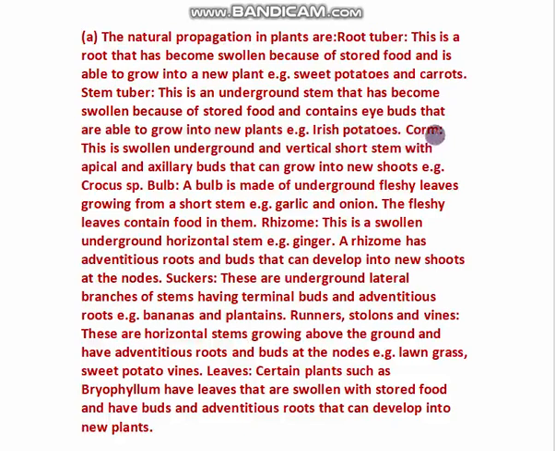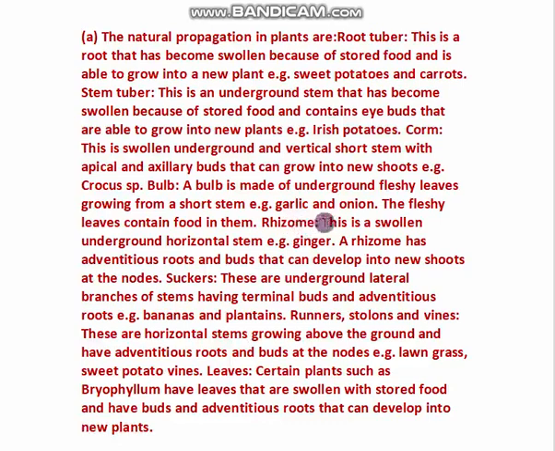Then corm. A corm is a swollen underground and vertical short stem with apical and axillary buds that can grow into new shoots, e.g. crocus. Bulb. A bulb is made of underground fleshy leaves growing from a short stem, e.g. garlic and onion. The fleshy leaves contain food in them.